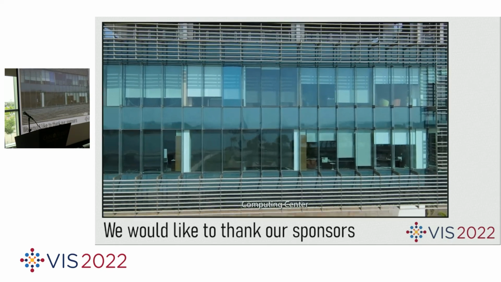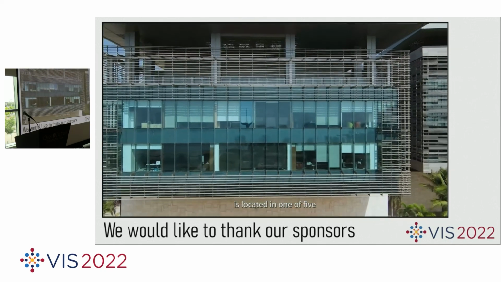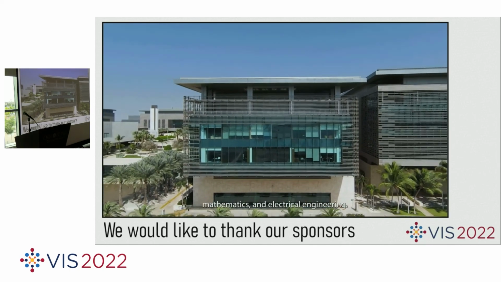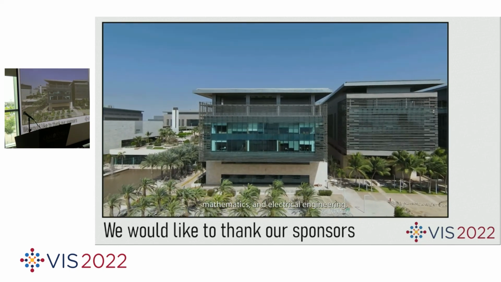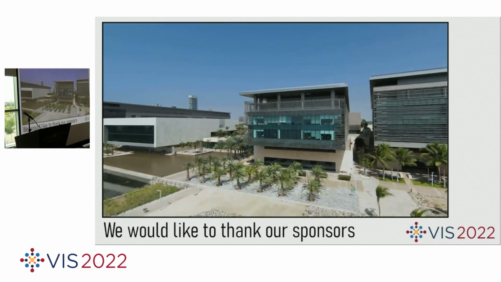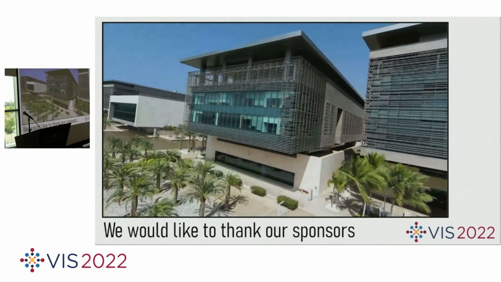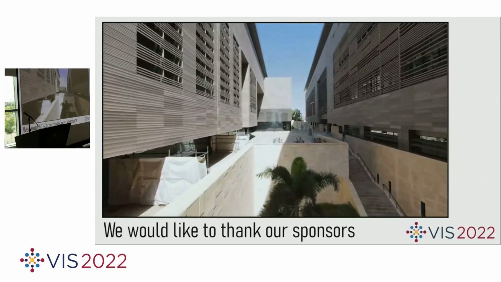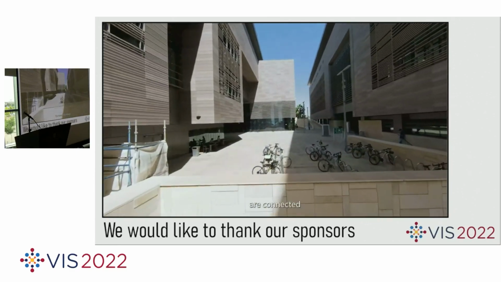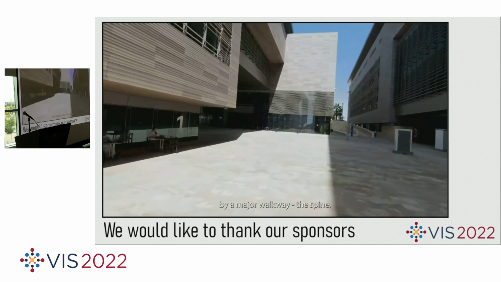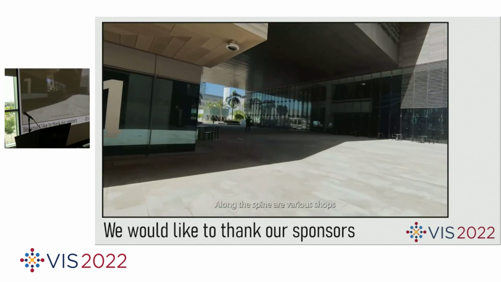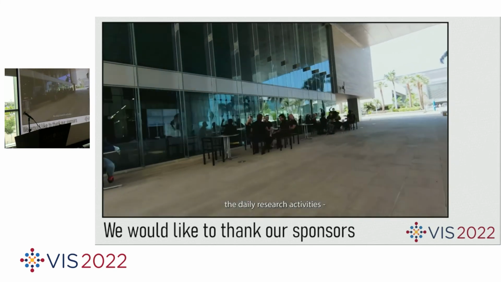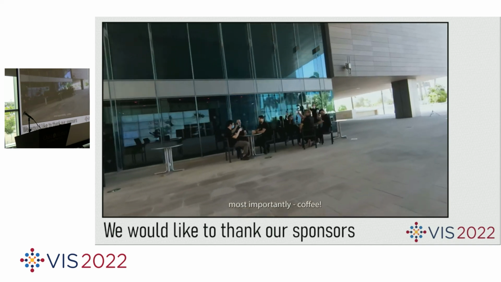The Visual Computing Center is located in one of 5 research buildings that houses faculty from computer science, mathematics, and electrical engineering. The research buildings are connected by a major walkway, the spine. Along the spine are various shops selling items to support the daily research activities. Most importantly, coffee.